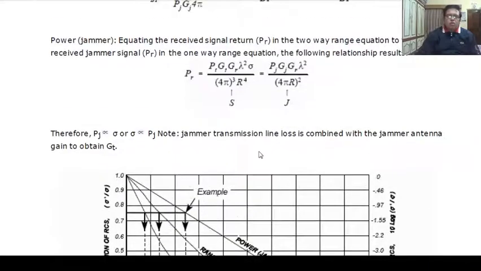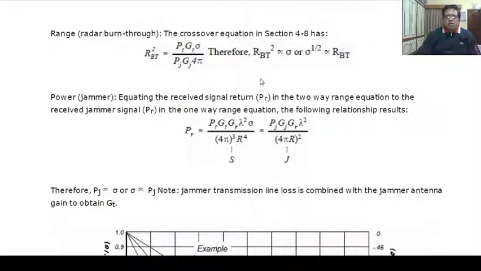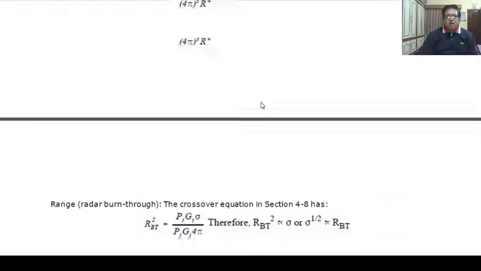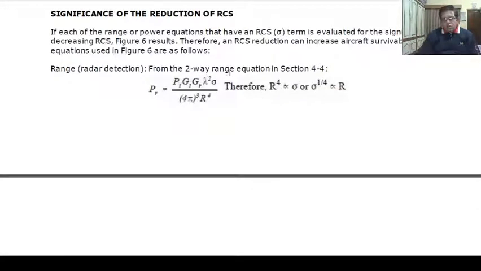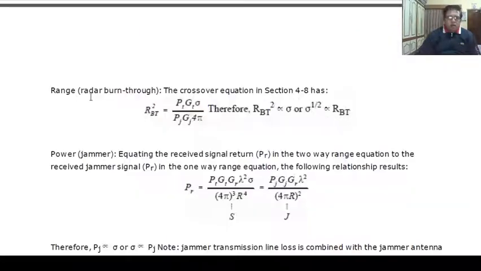So you can easily understand these expressions, we have already seen them. What is the two-way range equation? PR equals PT GT GR lambda squared sigma upon 4 pi whole cubed R to the fourth. Therefore, R to the fourth is proportional to sigma. Range, radar burn through: the cross-section equation has R_BT squared equals PT GT sigma upon PJ GJ 4 pi. Therefore, R_BT squared is proportional to sigma.